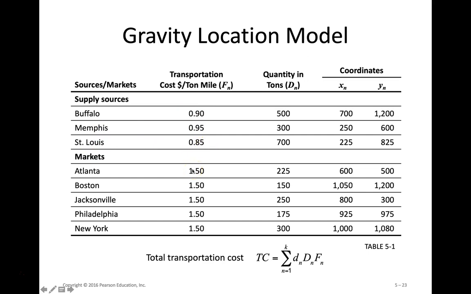Now the transportation from the warehouse to all the different market locations is fixed. It's $1.50. This is the data that's given. It doesn't have to be the same number. It can be any number.